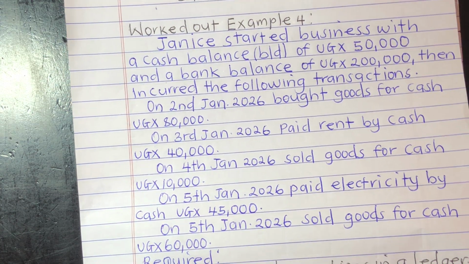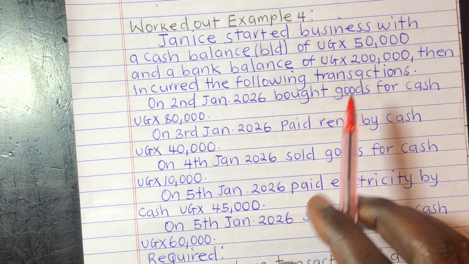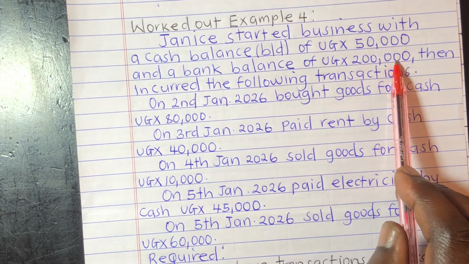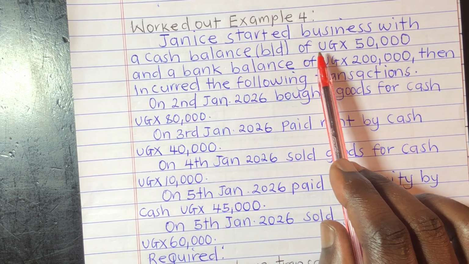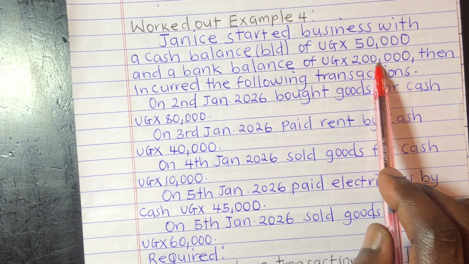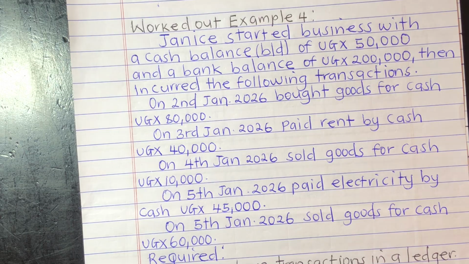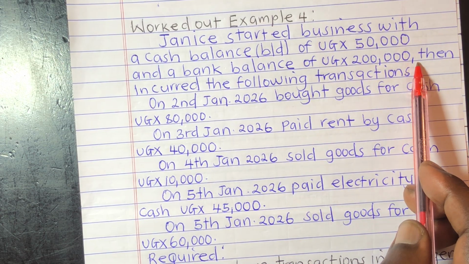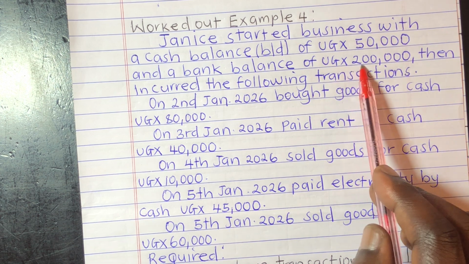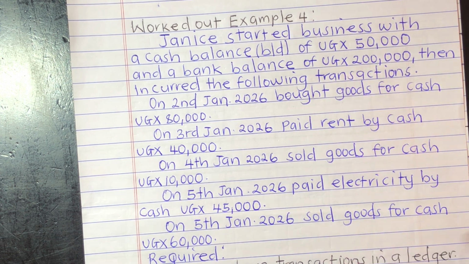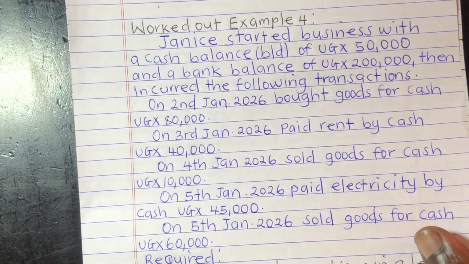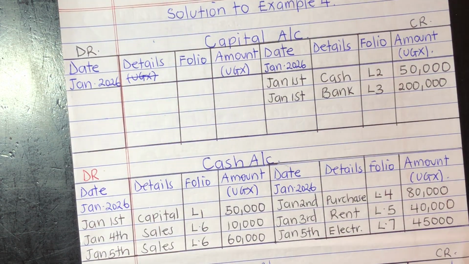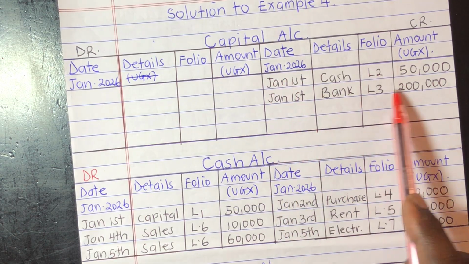Then we said I had a cash balance of 50,000 and then a bank balance of 200,000. Meaning, if Janice had a bank balance of 200,000, this was also capital, but it was in the bank. So capital is going to transfer that money to the bank account. So this is capital, it is 200,000, and then it is going to be transferred to the bank account. Now in this regard, it is capital that is giving to the bank.